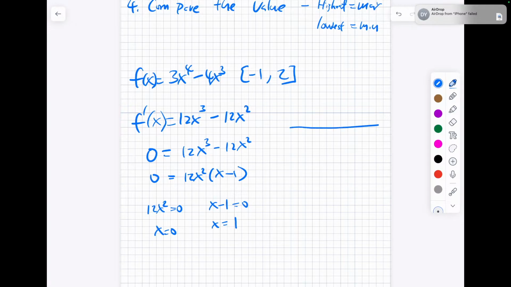Now, this is an x and this is an f of x. This is a table we are talking about, and this table is super important. The table is important for AP exam justification.